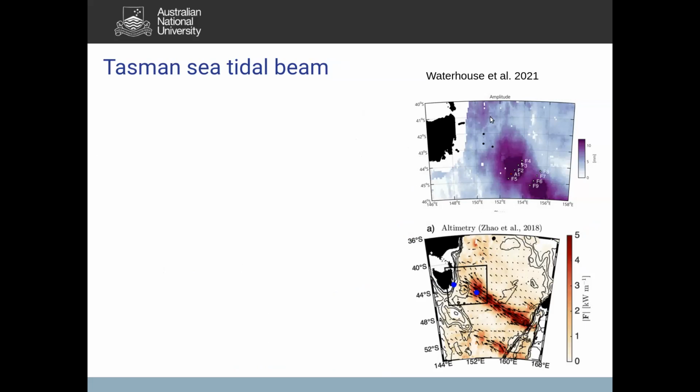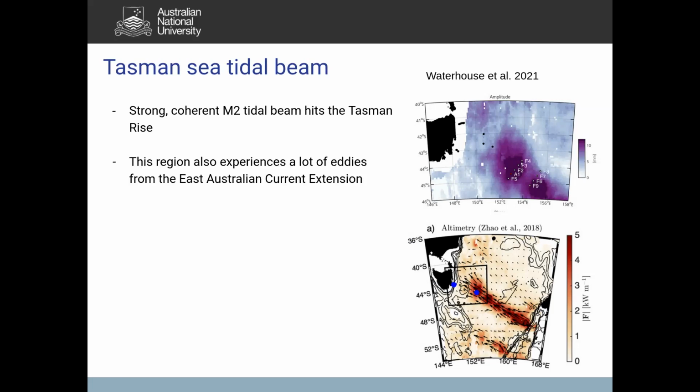These are studies from Waterhouse and Zhao, where they look at the internal wave beam energy flux from satellite altimetry, and you see this really dark band from Macquarie Ridge across to the Tasman Rise. Here we have a bunch of moorings that Amy Waterhouse and a few others from Scripps did in 2015. So there's a very strong coherent M2 tidal beam. It's been studied a fair bit. And also we've got the eddies like I talked about.